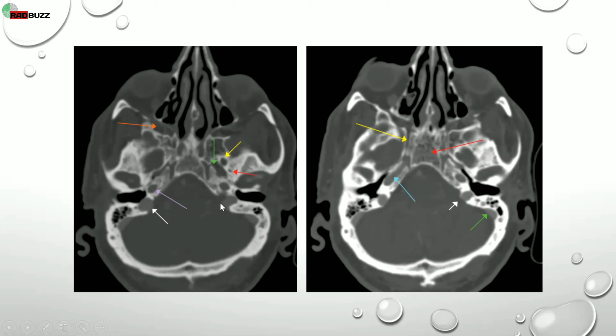From the sigmoid sinus, the jugular vein is draining into it. And we have three or four different foramina. If we start from posterior to anterior in a sequence, we have the superior orbital fissure. This is the orbit, the eye. Behind the eye, we have this fissure. Behind the sphenoid bone is the orbital fissure. From here, the nerves are passing.